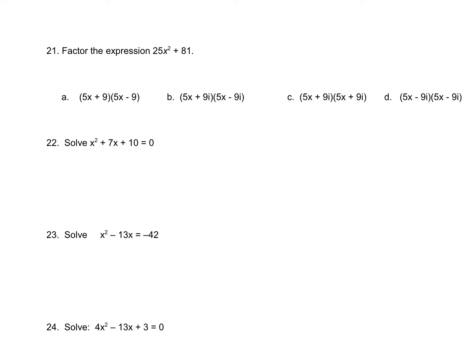All right, we are going to factor the expression 25x squared plus 81. So the way that we do this is we take the square roots of all the parts and pieces. So the square root of 25 is 5. The square root of x squared is x. And the square root of 81 is 9.